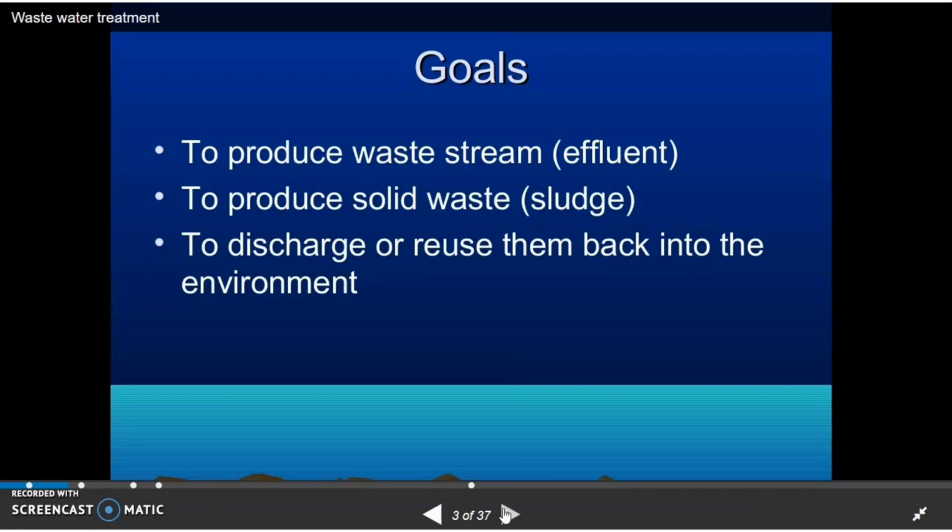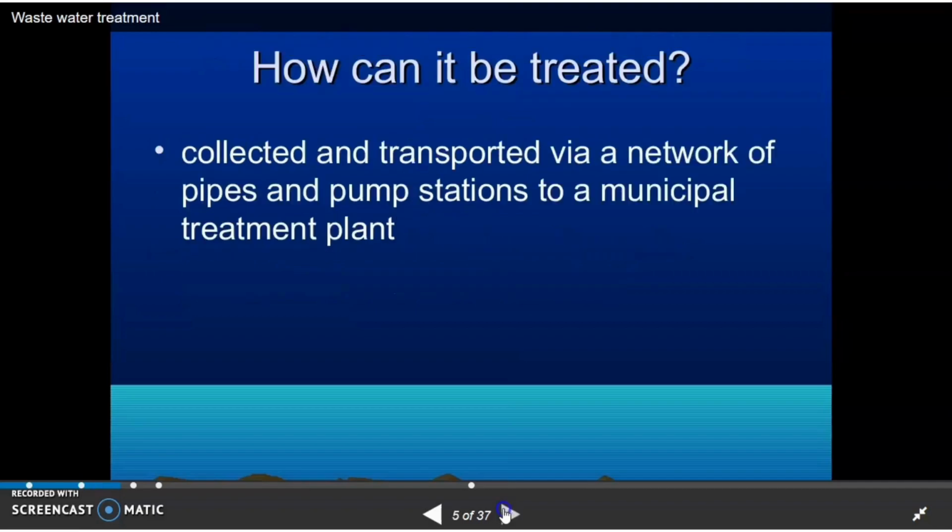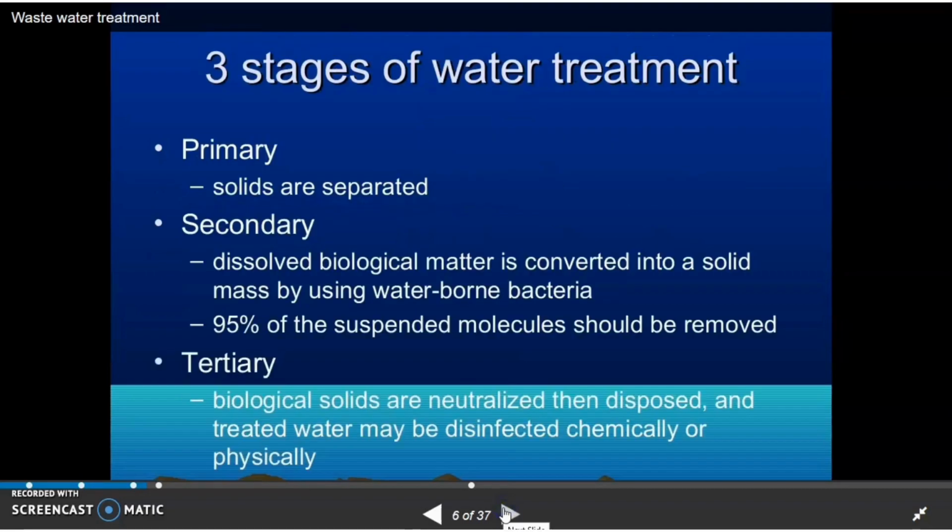Of course you will be thinking, where does the wastewater come from? The wastewater comes from residences, which is from the kitchen or bathroom, from commercial institutions, or from industrial institutions, which usually require specialized treatment processes. There are three stages for this process: primary, secondary, and tertiary.